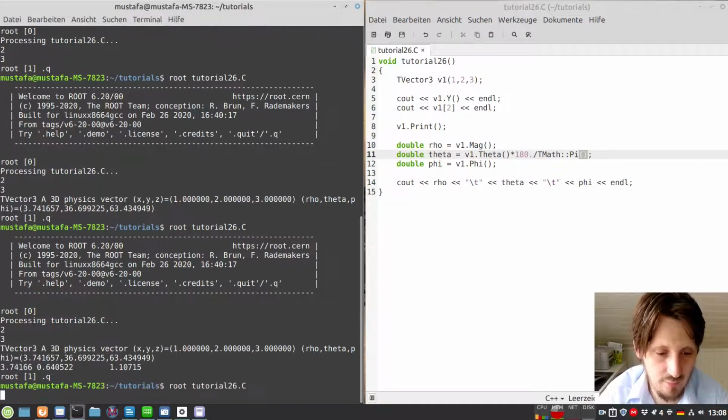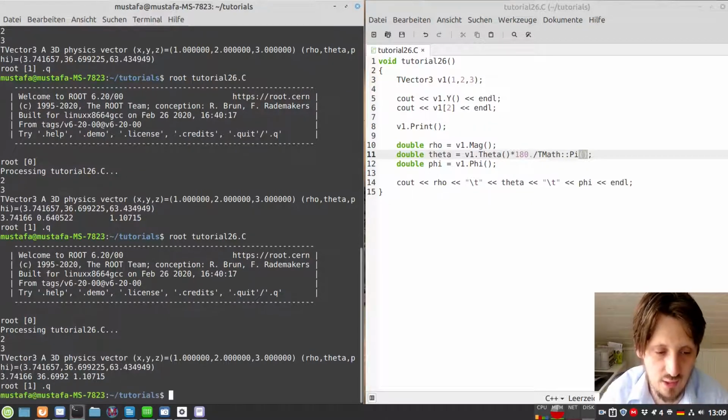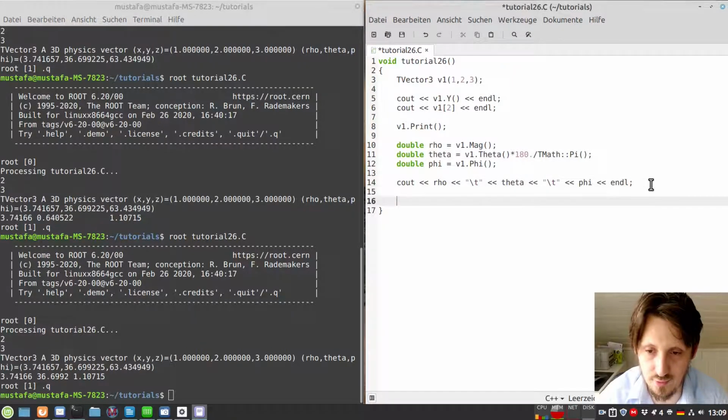And when you do that, then you get here a value of 36 approximately, which is exactly the same as you have it here in the Print function. So the Print function returns the value in degrees, whereas the built-in functions would return it in radian. But this is just easy to convert basically.